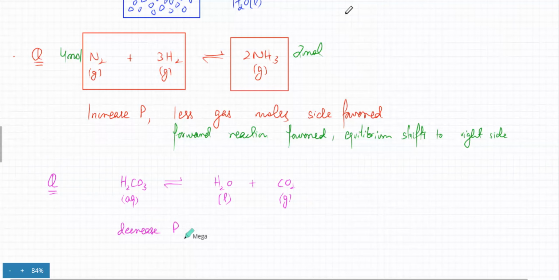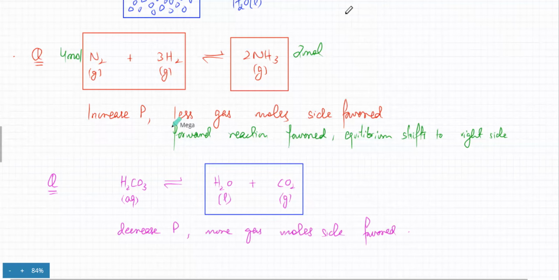So when you decrease pressure, the side with more gas moles is favored. On the right side you have 1 molecule of gas. So 1 mole of gas is formed if the reaction moves in the forward direction, and if it moves in the backward direction, there is no gas, so 0 moles of gas. You can only count the moles of gas. So more gas is produced if the reaction moves in the forward direction, so the side with more gas moles is favored.